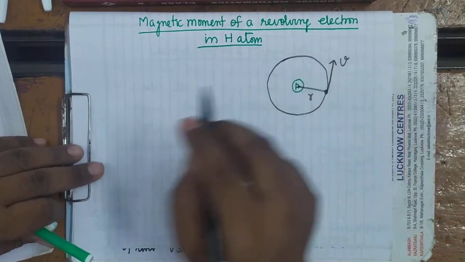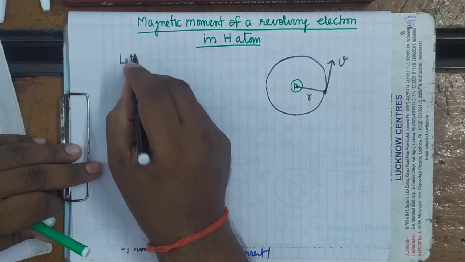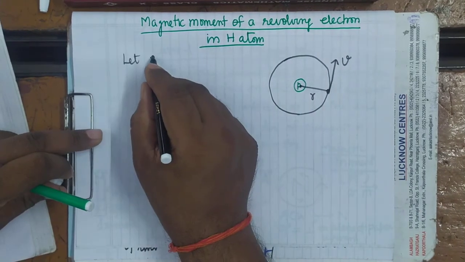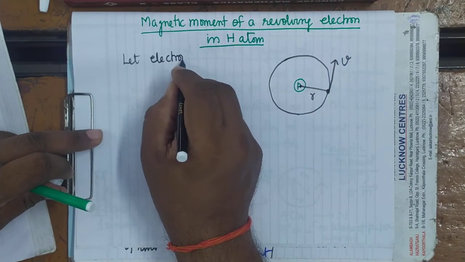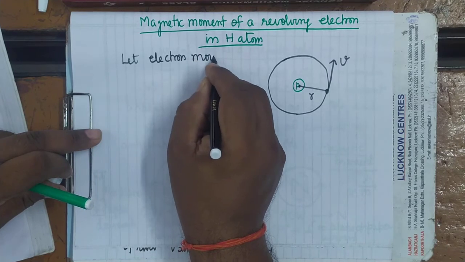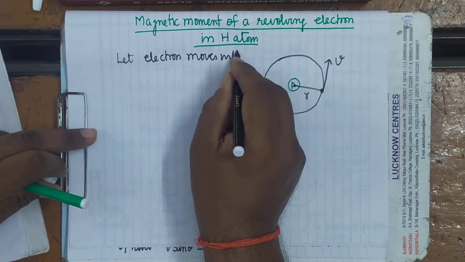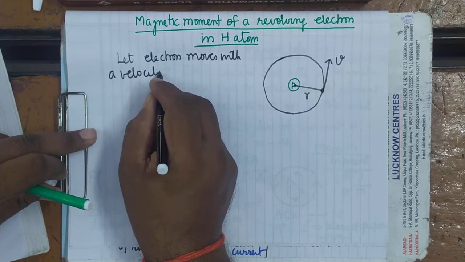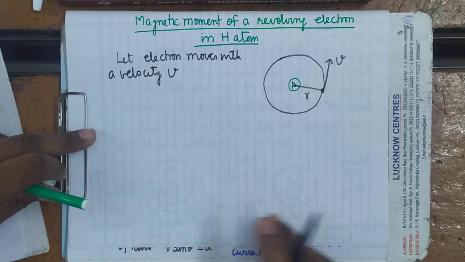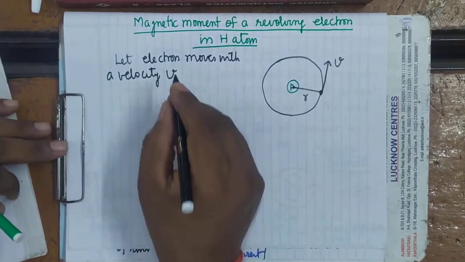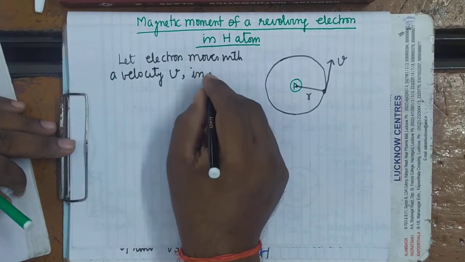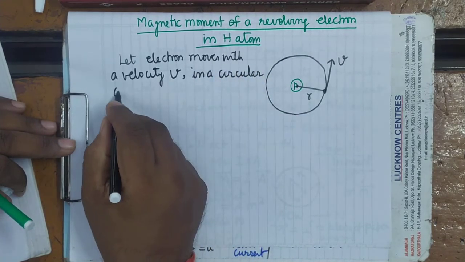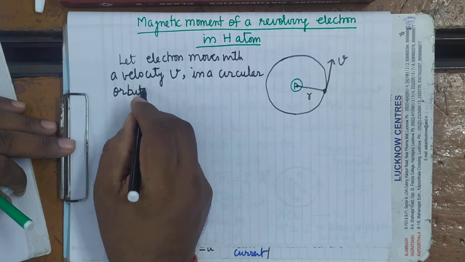So see here, let the electron move with the velocity v in a circular orbit of radius r.